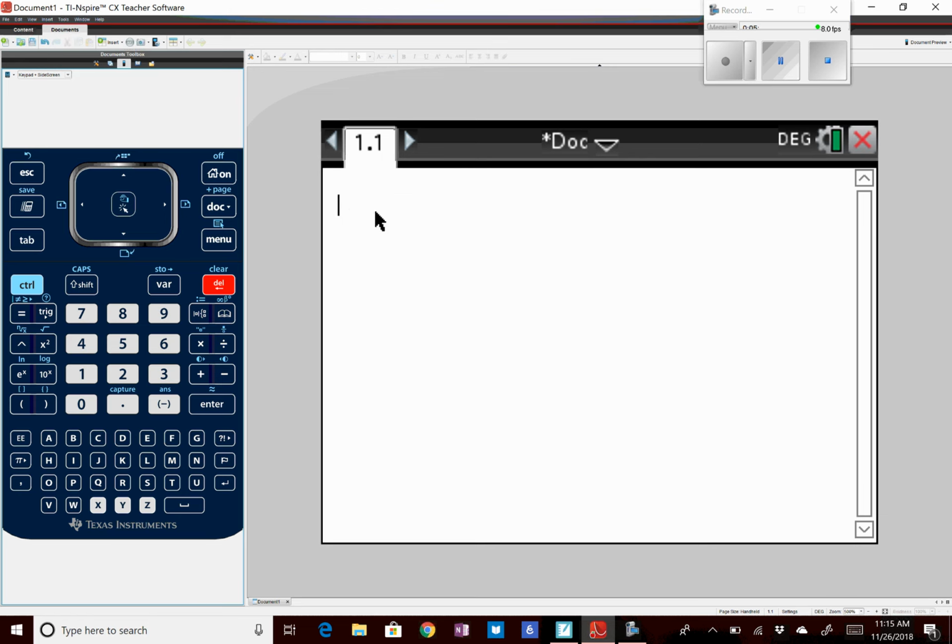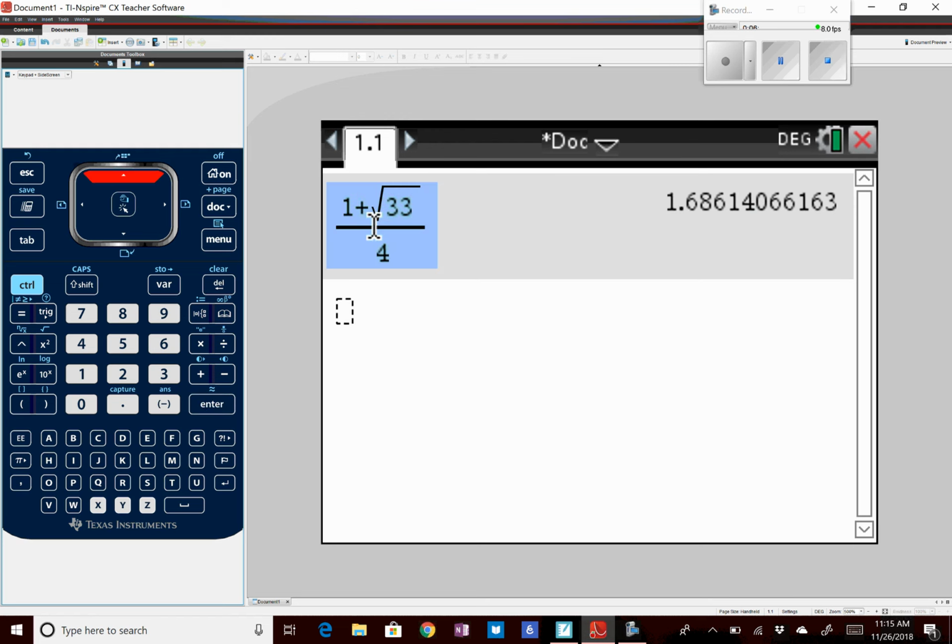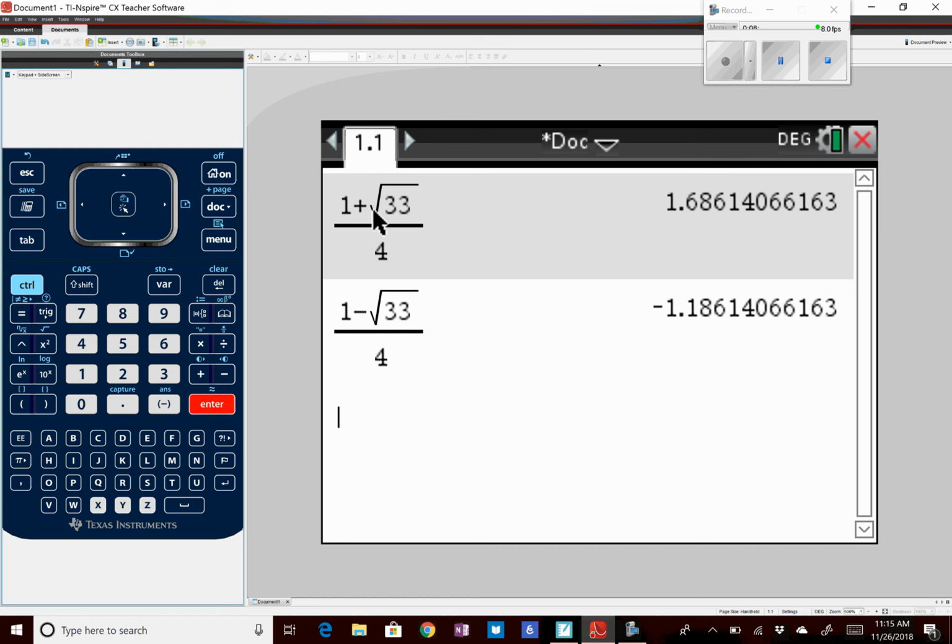Okay, so 1 plus this, interesting. Okay, let's try it again. 1 plus square root of 33 divided by 4. Okay, so to the nearest hundredth, or to two decimal places, 1.69. Then we want to do 1 minus the square root of 33. So I'm just going to copy and paste that and change the plus sign to a minus sign. And negative 1.19 is the other solution.